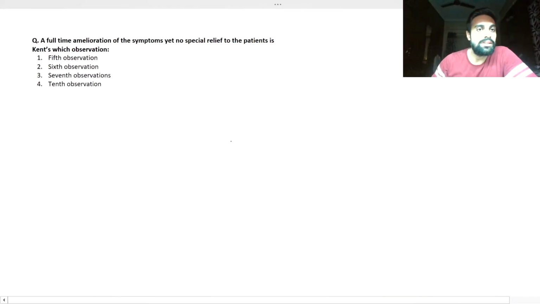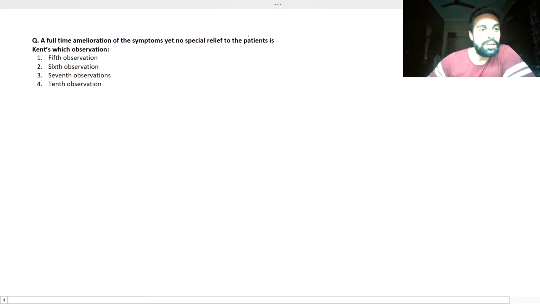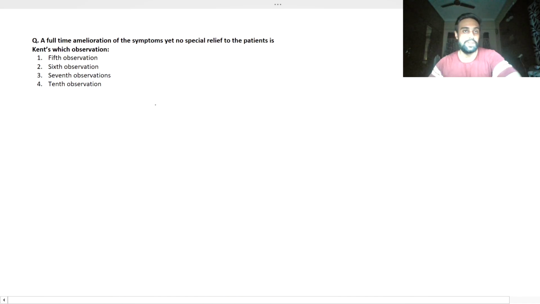This is a very important MCQ from Kent's observation, and this is such an important topic that in any exam, be it AIAPGET, UPSC, any competitive exam you are preparing for, you can expect at least one question from this topic, from Kent's observation. So the question is, a full-time amelioration of the symptoms yet no special relief to the patients is which type of observation according to Kent? So let us see what are the different Kent's observations.